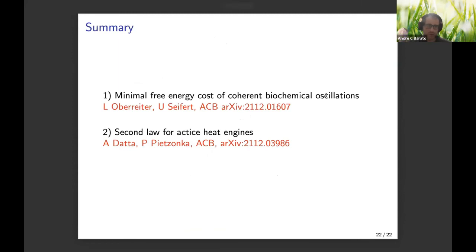And with that, I conclude. So I told you two different things. One was about the minimal free energy cost of coherent biochemical oscillations. That was work with Lucas Oberreiter and Udo Seifert. And I talked about the second law for active heat engines. That was work with my PhD student, Arya Data, and Patrick Pietzonka, and both of them are on arXiv. Thank you for your time.